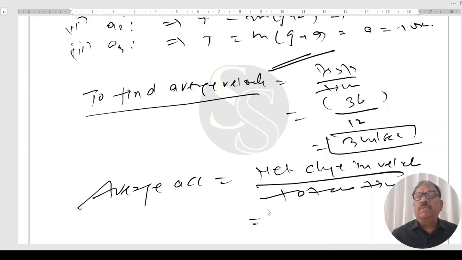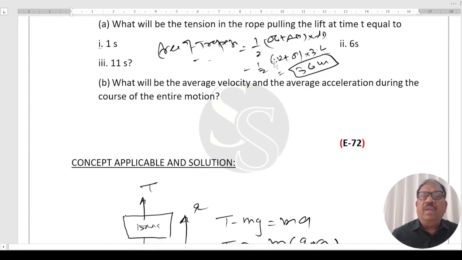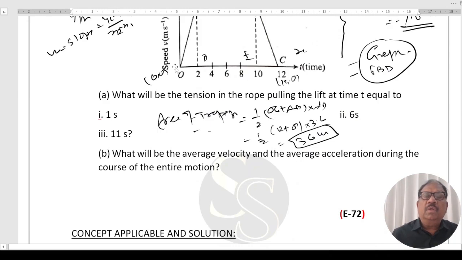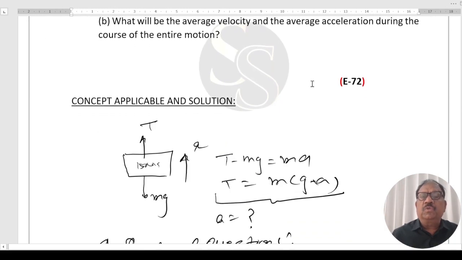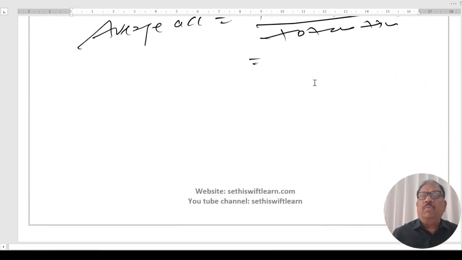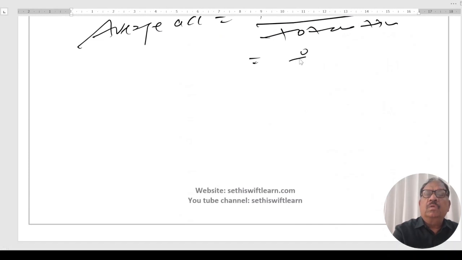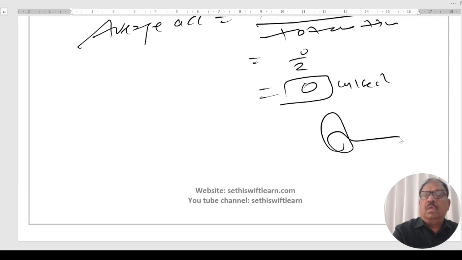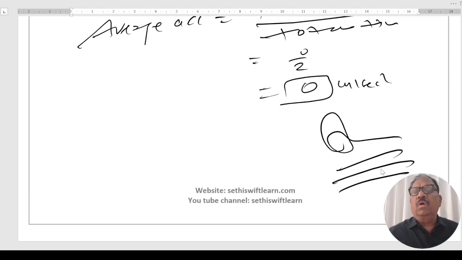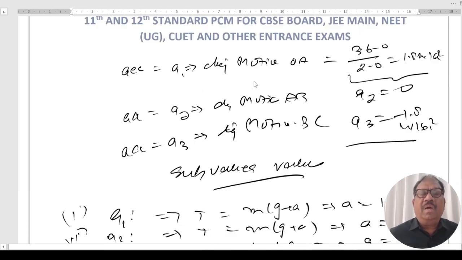Net change in velocity is, finally velocity is 0, initial velocity is 0, so the change in velocity is 0. So net 0 divided by 12, that is 0 meter per second square. These are the answers of all the parts.